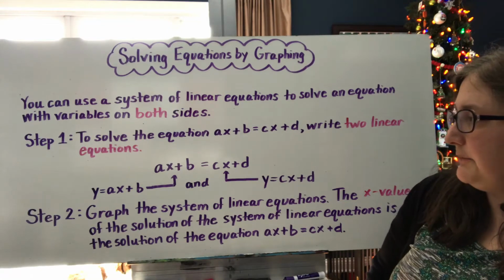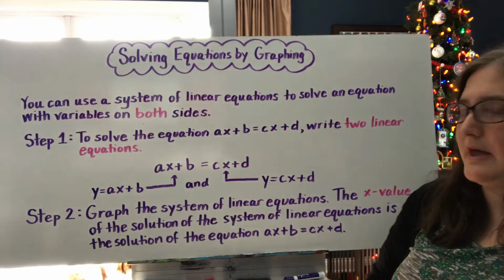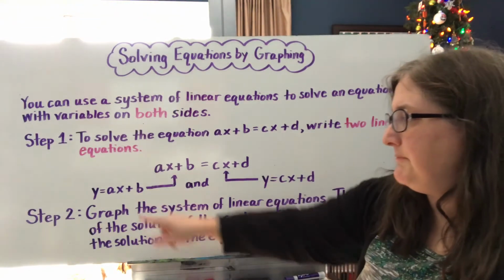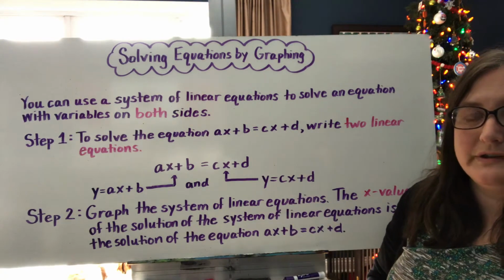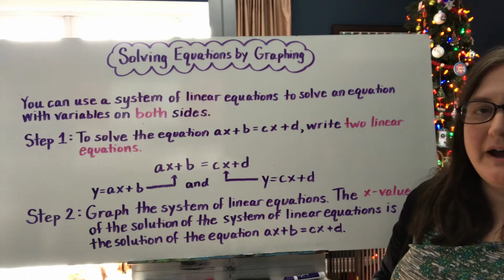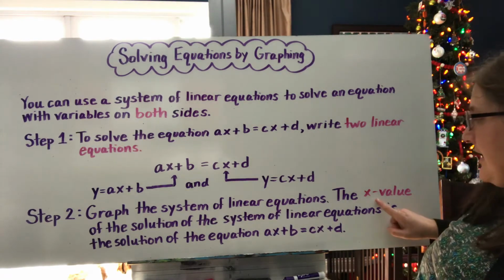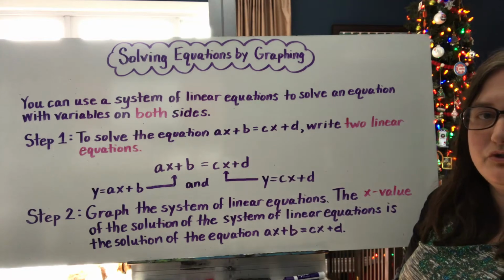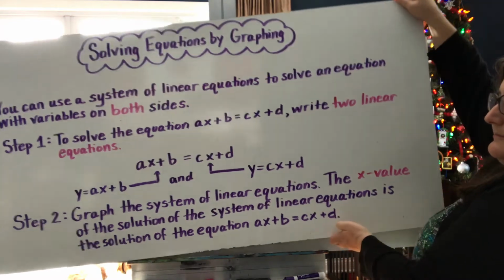So I have ax plus b equals cx plus d. I know they're equal to each other. I'm going to make them both equal to y. So I have y equals ax plus b, and I have y equals cx plus d. Then I graph this system of linear equations and find the intersection. And where they intersect, the x value of that point is my x value that is a solution for my equation. So let's see how this works.